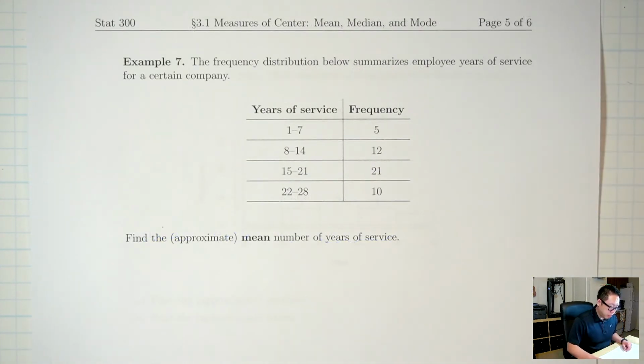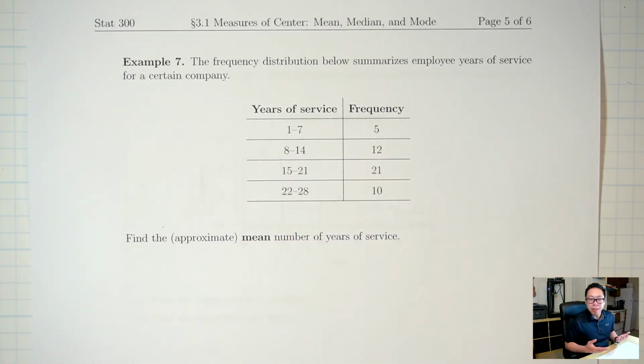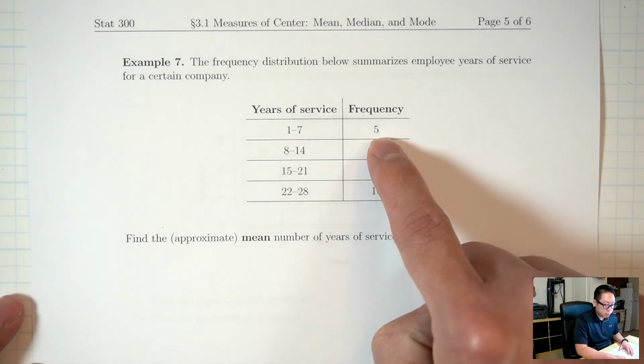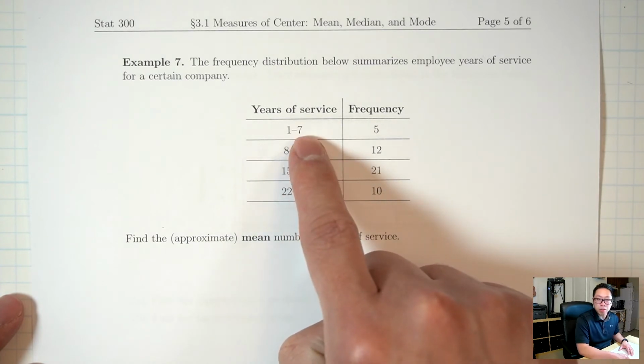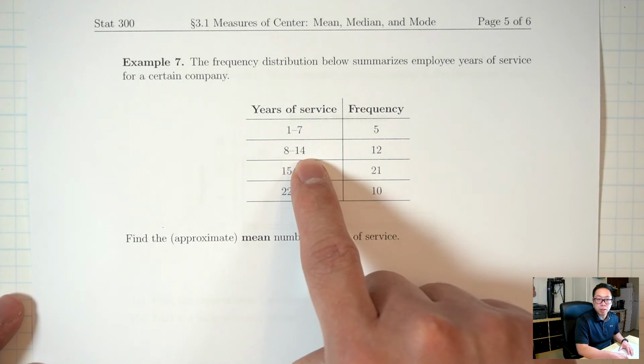Example 7. The frequency distribution below summarizes employee years of service for a certain company. Find the mean number of years of service. So we know that if we have a table, we can't just add up all the numbers and then divide by however many numbers there are, right? We have to think about what this table is telling me about the original data. Okay, so what is this table telling me? There's 5 people who have between 1 and 7 years of service. There's 12 people who have between 8 and 14 years of service.